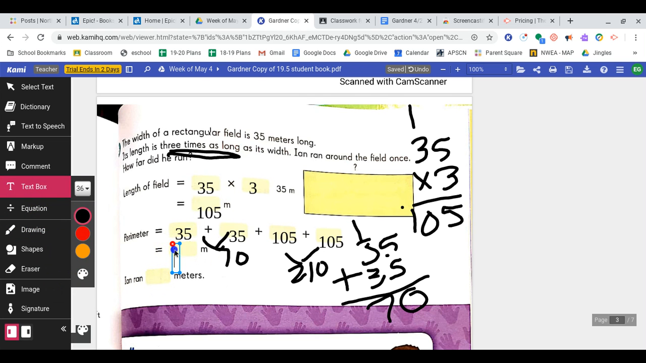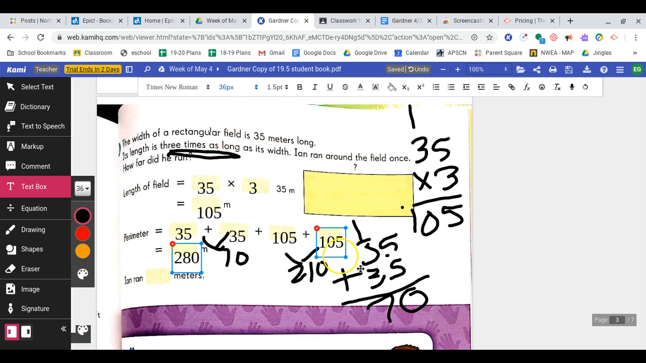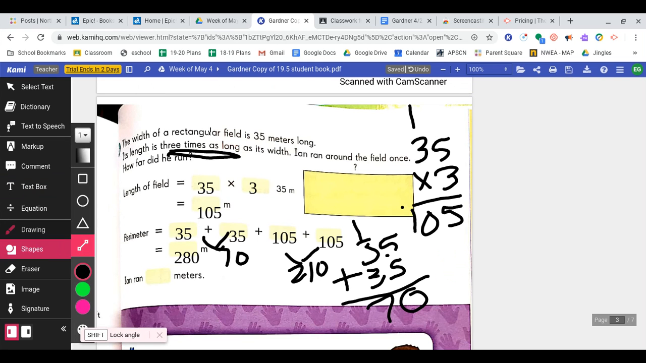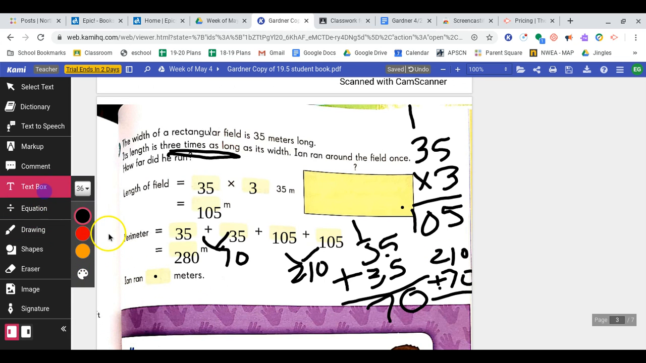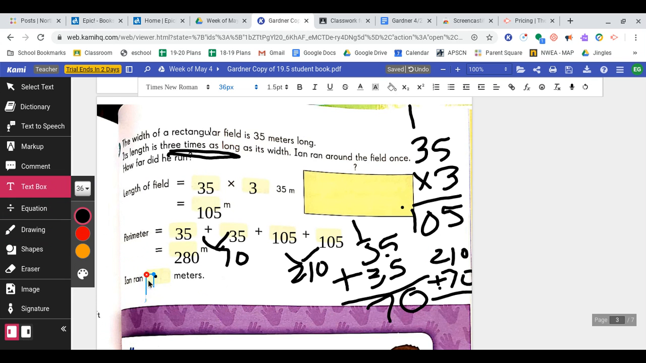So the full answer for the perimeter is 280. But you could stack numbers for this as well. I'm trying to show a few different strategies because when it's time for you to work in your workbook, you choose whatever strategy works for you, whether it is mental math or whether you want to just stick to stacking your numbers. You could just write out 210 plus 70 and solve it that way. Okay, but our answer here is 280 meters.